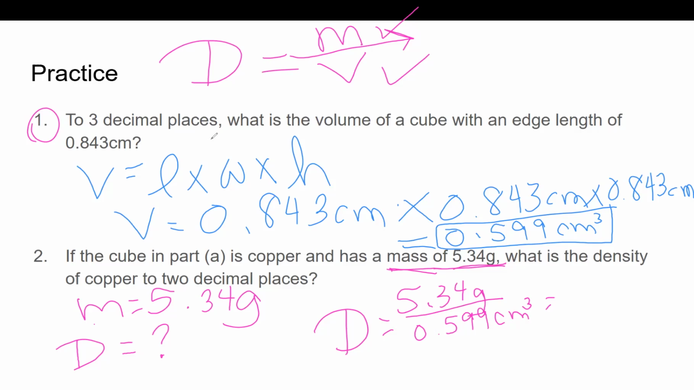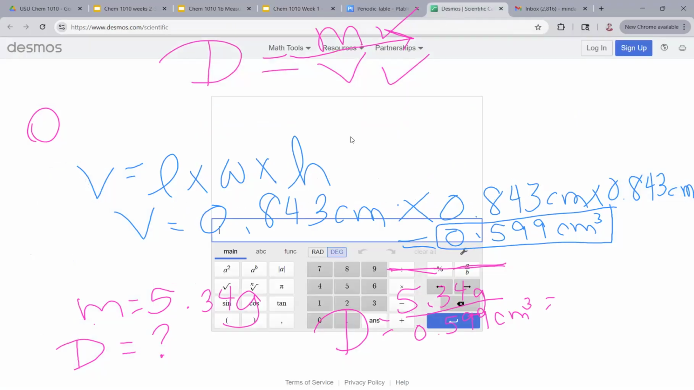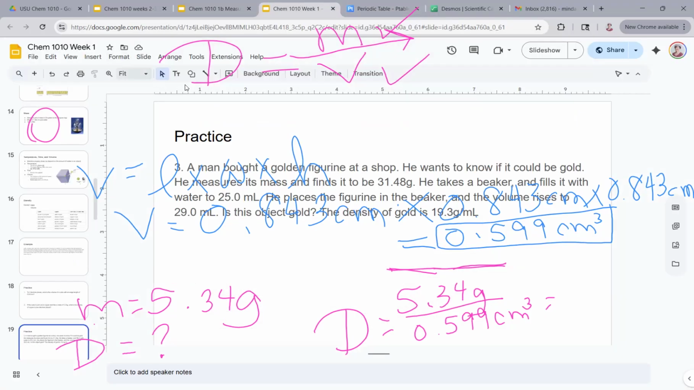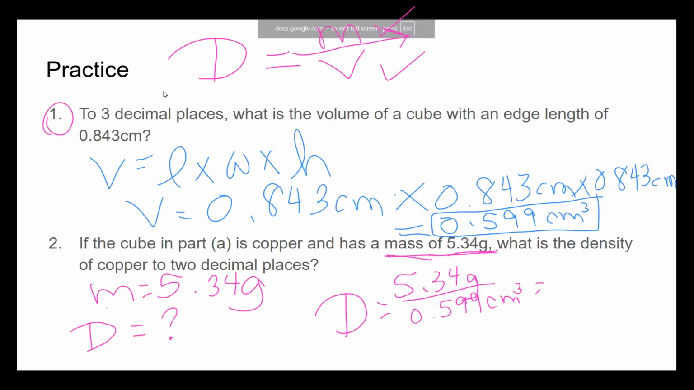If you don't have a scientific calculator, please get one, or on your computer, let me show you. There is Desmos right here. It's a scientific calculator. You can have it in different functions. You're able to put in your parentheses in sine, cosine, tangents. If you need one, please use that until you're able to purchase one.